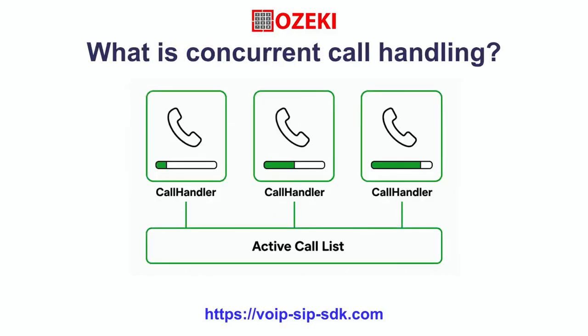What is concurrent call handling? Concurrent call handling means the soft phone can accept and manage several calls at once, with each call's state tracked independently of the others, and every incoming call is wrapped in its own CallHandler instance that owns that call's media objects and event subscriptions. So hanging up or finishing one caller's audio has no effect on any other active call.